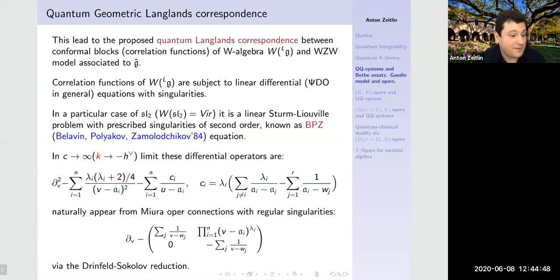Now, that operator can be obtained in a standard way from the SL2 connection. And this is very straightforward. You just consider the linear problem for this first order operator, and you obtain the second order one.